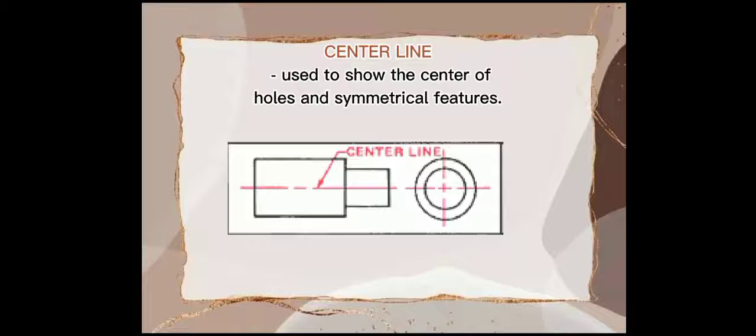So, it is a method of quickly identifying the shape. That is the center line. The center line is thin and dark. When we say thin, it is a thin line, and it has alternate long lines and short dashes.